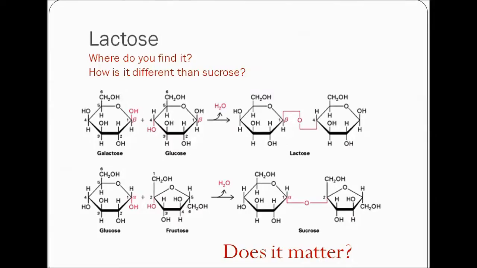Okay, we left off on lactose. So where do you find it? Milk. That's the sugar that's found in milk. And how is it different from sucrose? If you look over here, it's this bond right here that's different. There's sucrose, table sugar, and there's lactose. It has a beta bond, and this one has an alpha bond.